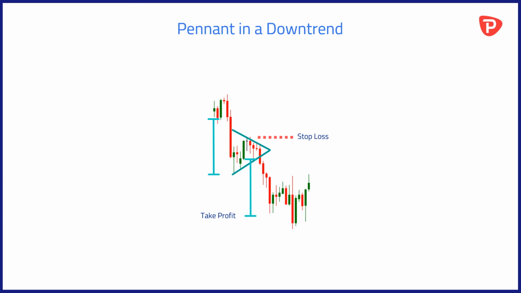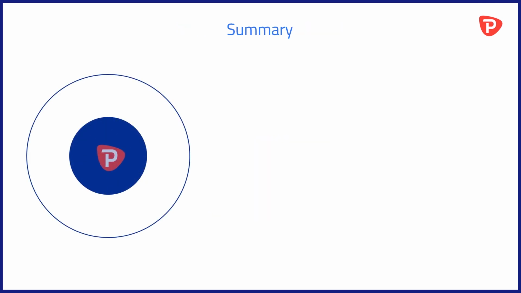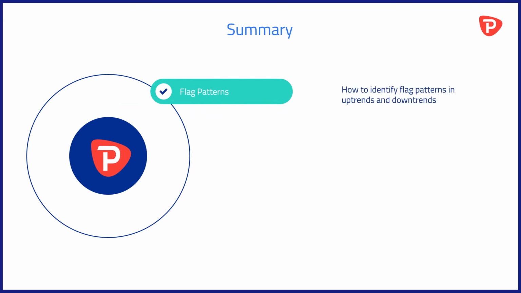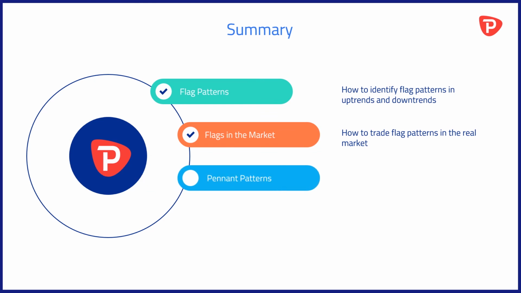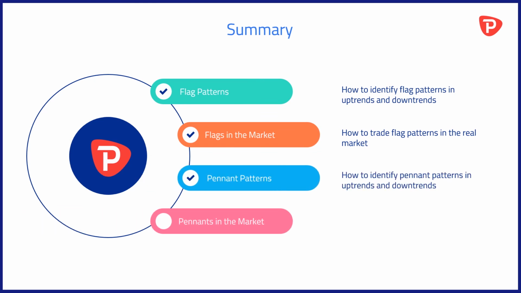In this lesson, we have learned how to identify flag patterns in uptrends and downtrends. We have learned how to trade flag patterns in real markets. We have learned how to identify pennant patterns in uptrends and downtrends. And finally, we learned how to trade pennants in real markets. This concludes section 4 of chart pattern analysis.